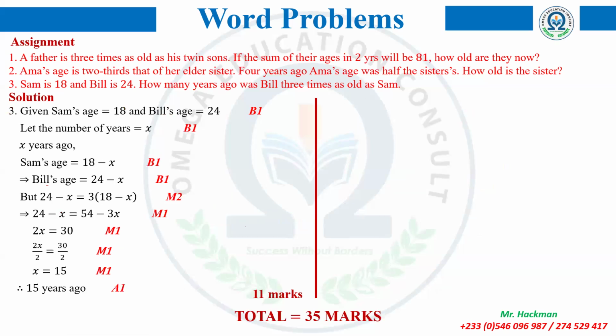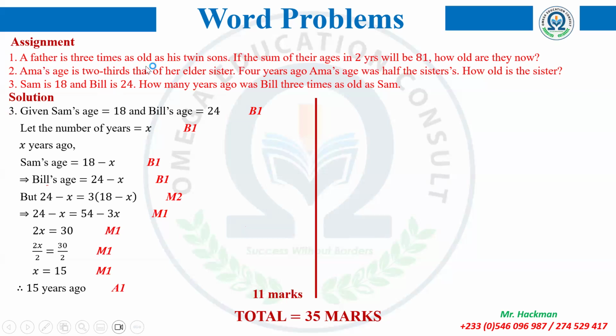Now let's go and look at that of question 3. Question 3, Sam is 18 and Bill is 24. How many years ago? So we are looking at past years. Then was Bill 3 times as old as Sam? So it means the connection that you are going to get here should be the ages of Bill and Sam in a certain past age. Okay, so take note.